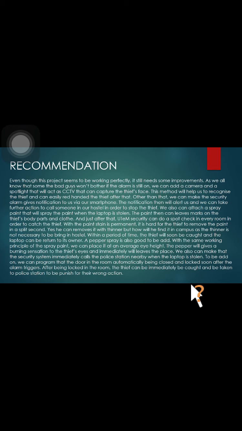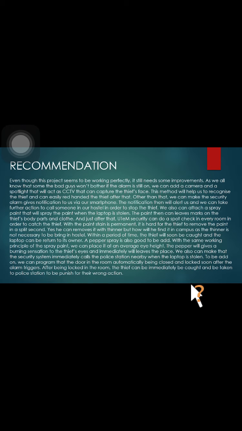A pepper spray also is good to be added. With the same working principle as the spray paint, we can place it at an average eye height. The pepper will give a burning sensation to the thief's eyes and the thief will immediately leave the place. We also can make the security system immediately call the police station nearby when the laptop is stolen.